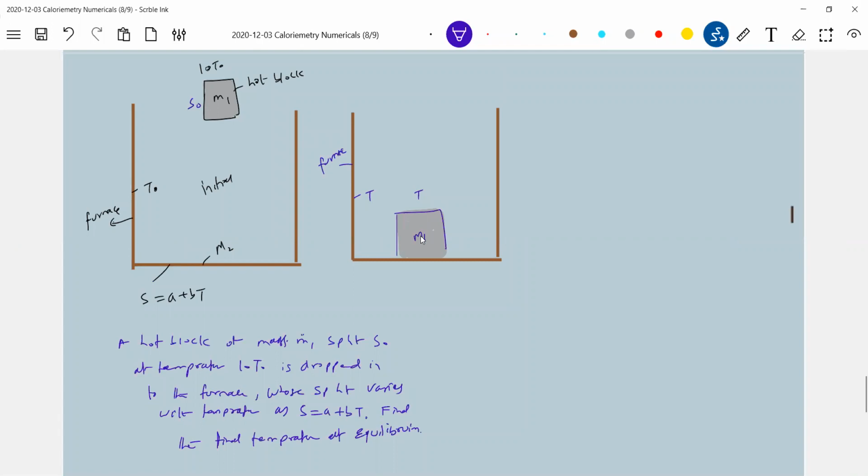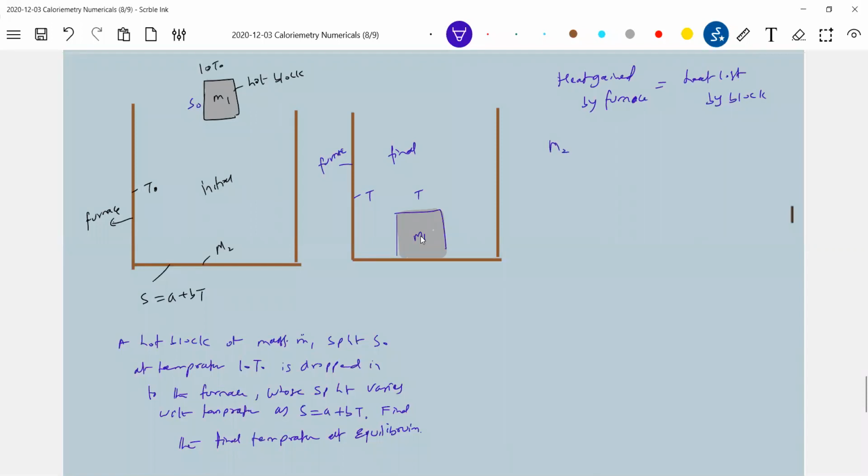Who will gain it? So I'll get into the idea like this. Heat gained by the furnace is equal to heat lost by the block, no? Heat gained by the furnace.